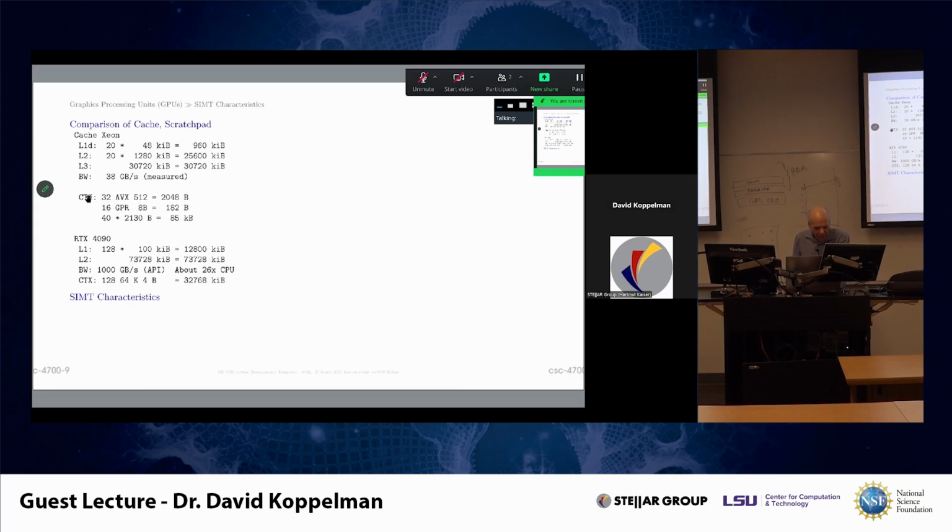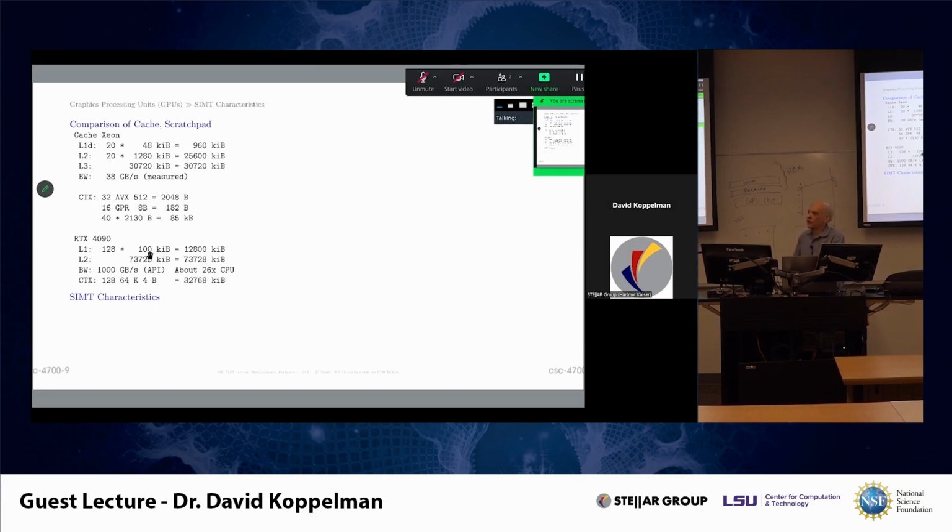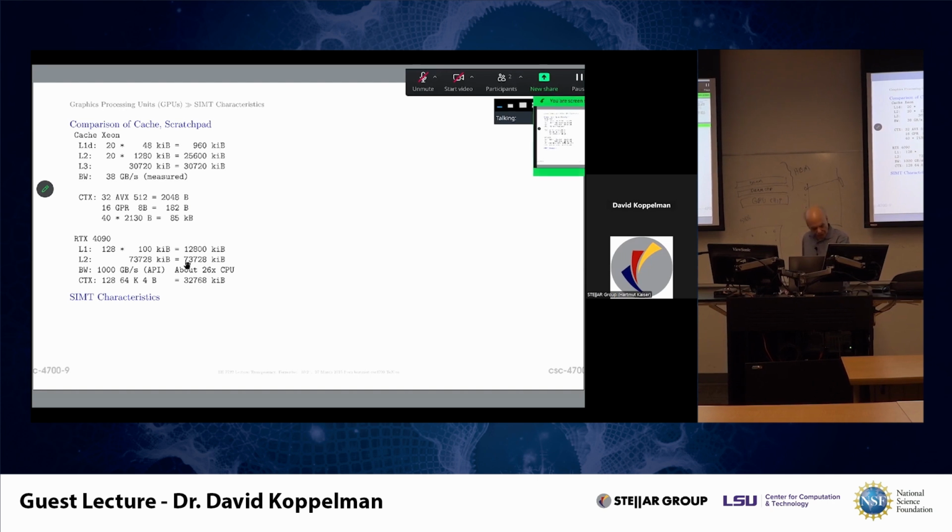Okay, I'll get into this in a moment. On the GPU, 100 KB of L1, so 1280 for the chip. Level 2, and the level 2 is the equivalent of level 3 in the CPU. Okay, so here it's 73 megabytes.